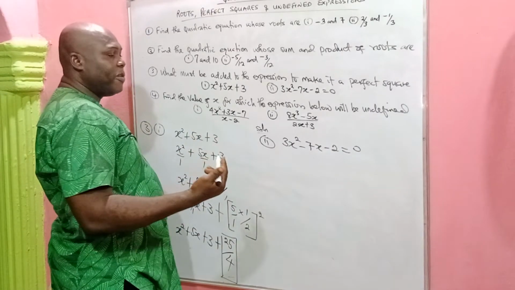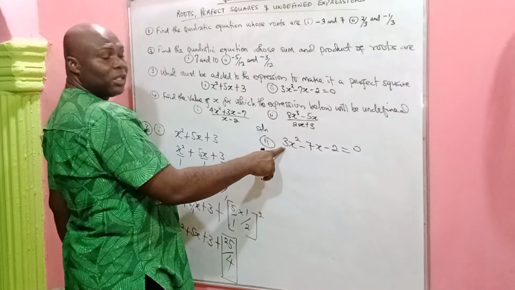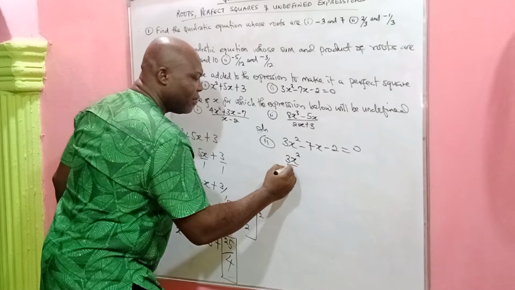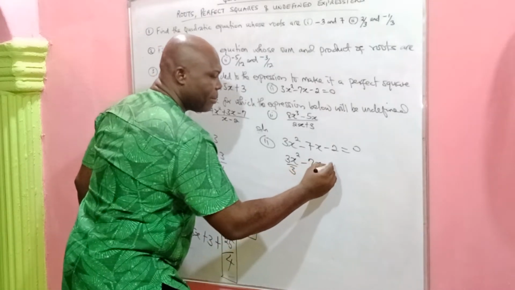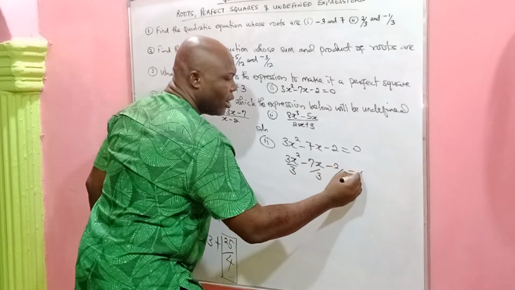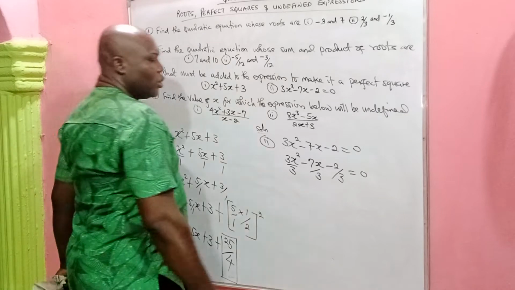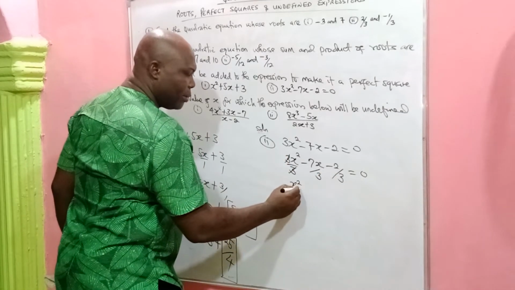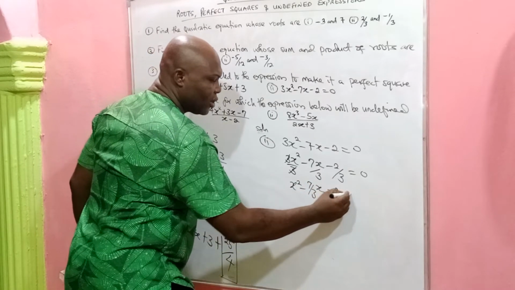We'll apply the first rule, which is divide through by the coefficient of x squared. This time around, the coefficient of x squared is 3. So we are going to have 3x squared divided by 3 minus 7x divided by 3 minus 2 divided by 3. So we divide through by the coefficient of x squared. When we do that, 3 crosses 3, we are going to have x squared minus 7 all over 3x minus 2 over 3 is equals to 0.